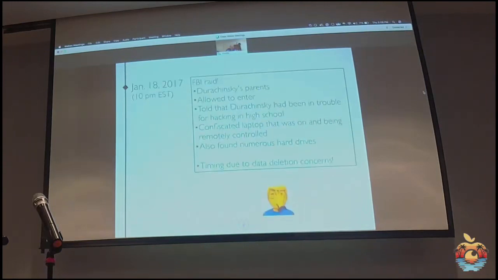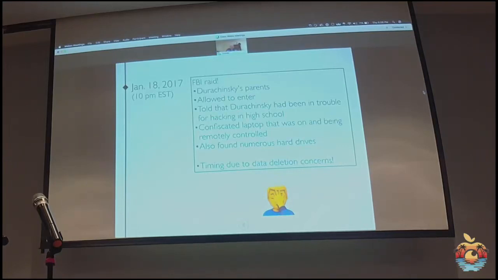So then about 12 hours later, the same day, the FBI raided Durachinsky's place of residence, the address that they traced to this IP. And the house turned out to belong to Durachinsky's parents. They lived there, and he sometimes would stay there on the weekends, so he didn't really live there anymore.